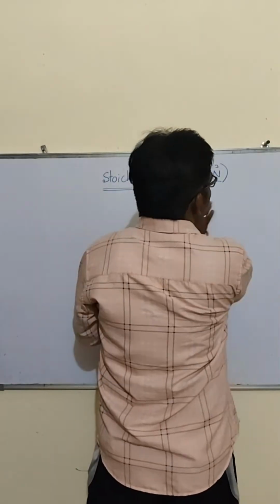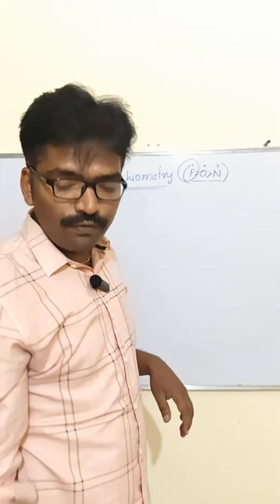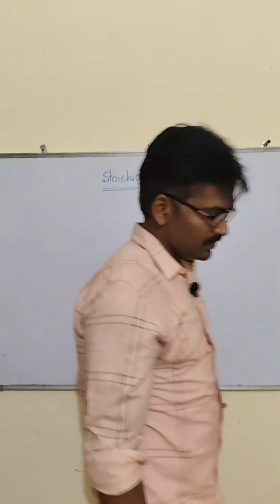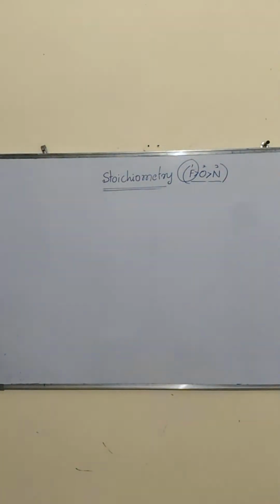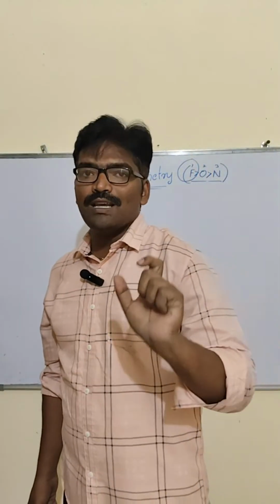Actually, balancing redox reactions by the half reaction method is the method everyone knows. If you take the half reaction method, that will take much time actually. But if you take the oxidation number method, that is very easy to do in the examination.